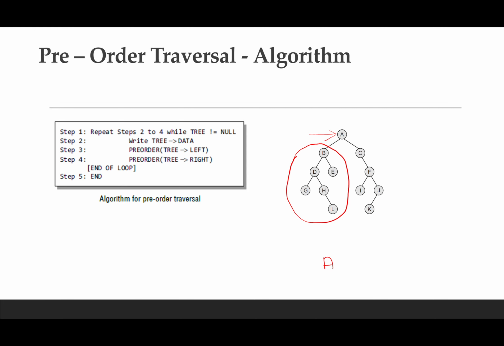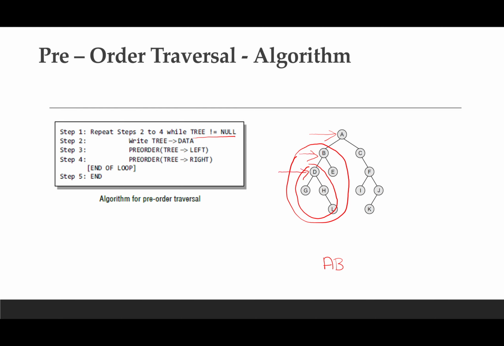Again we check the condition: tree->data is pointing here, and it is not equal to null. Yes, it is not equal to null. So we do step 2: it writes tree->data, which is pointing to B. So the next node it writes is B. Then the third step, pre-order of tree->left. It will go to the left subtree, so it will consider this left subtree and we have to check it. Again we check the condition that tree is not equal to null. Now it is pointing to D.